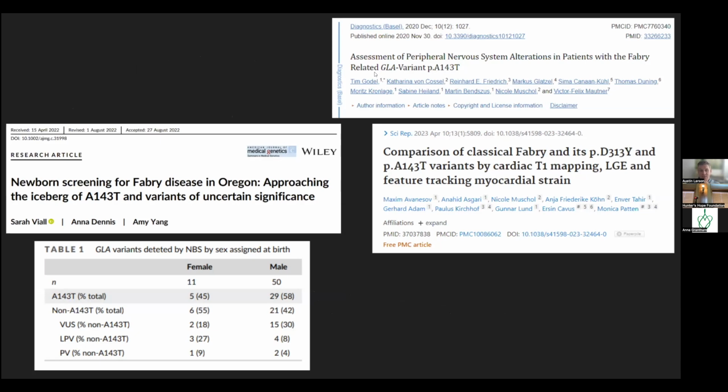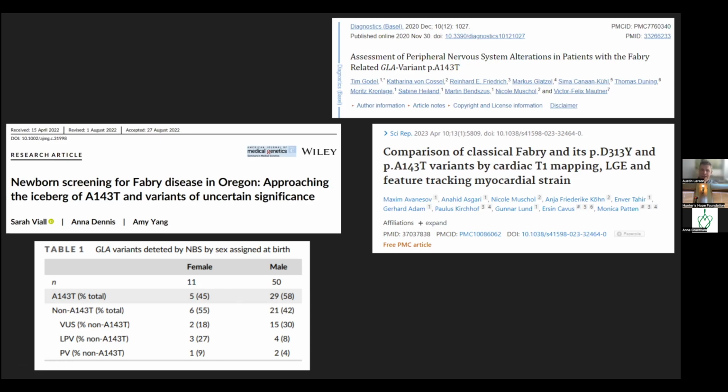And what we've found in screening for Fabry, this is from Oregon, a publication from 2022. In their initial couple years of newborn screening for Fabry, there were 50 positive results for males, 11 for females, and the majority of those all came from a single mutation called A143T. That A143T mutation has significant residual enzyme activity. It does not result in the classic symptoms of Fabry disease.